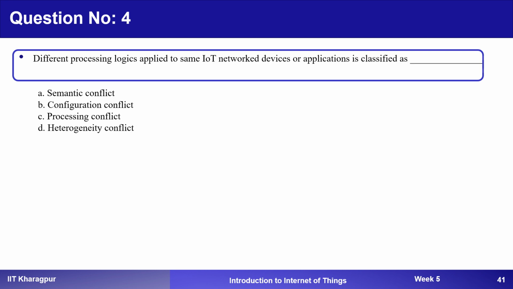After that, the next question is: different processing logics applied to the same IoT network devices or application is classified as. Options are semantic conflict, configuration conflict, processing conflict, heterogeneity conflict. So different processing logics. The correct option for this is semantic conflict, because in the case of semantic conflict, if the message is not understandable, then semantic conflict occurs. Here it is written that different processing logics apply to the same IoT network devices, then the problem which will occur is your semantic conflict.